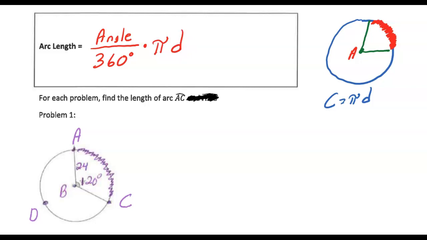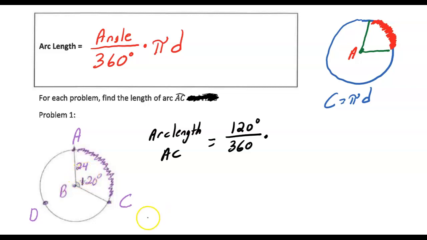So if we look at problem number 1, the arc length of AC will be 120 over 360 times the circumference. Now the radius is 24, which makes the diameter 48. Therefore the circumference is 48 pi. So I'm going to multiply 120 over 360 times 48 pi.